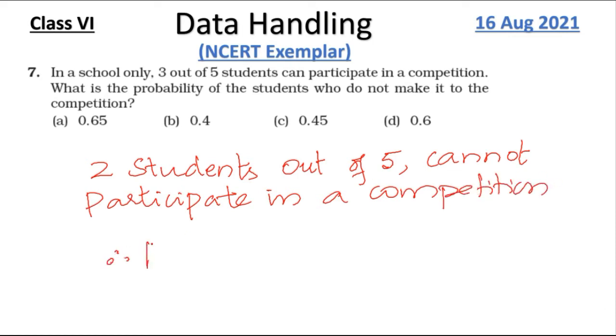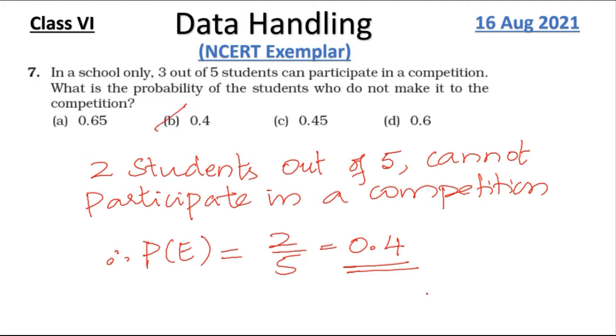Therefore, the probability of this particular event is 2 out of 5. On further simplification, we get it as 0.4. This proves that option B is the right answer.